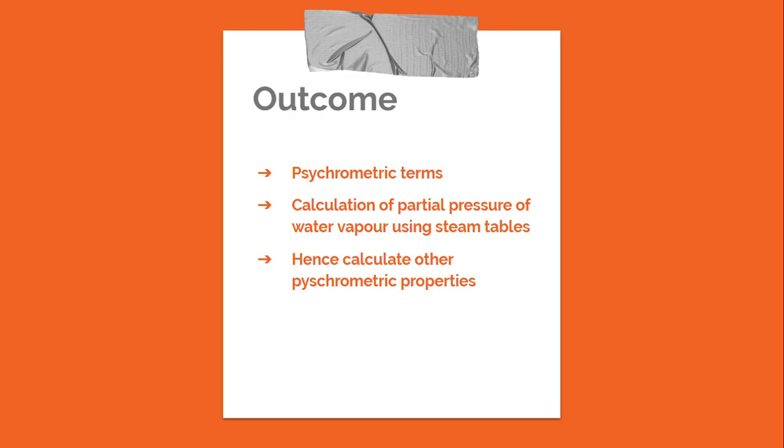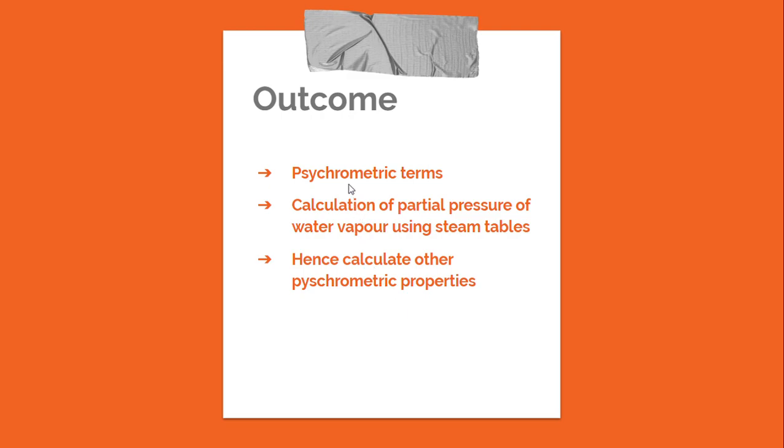The understanding of these psychrometric terms would be useful in calculation of the psychrometric properties, and we'll be learning how to calculate these properties by using steam tables and not the psychrometric chart. Please note. So what is the outcome we are expecting here? We are expecting that we would be learning how to determine especially the partial pressure of water vapor using the steam tables, and once you know the partial pressure of water vapor, learn how to calculate the other psychrometric properties.